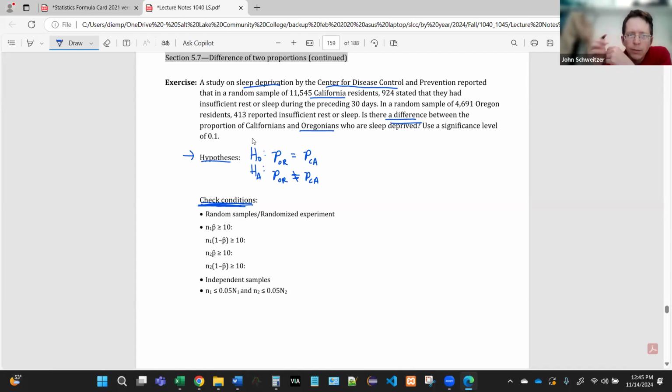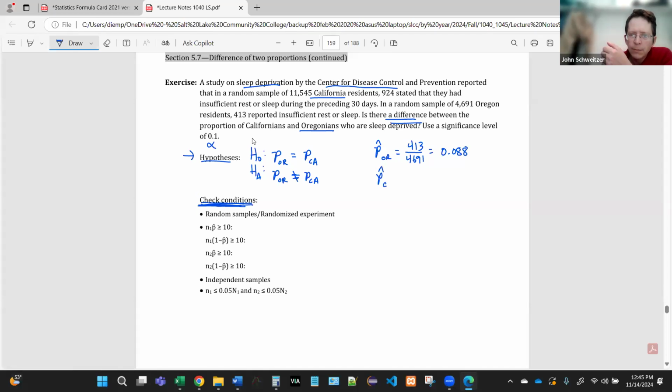So then we have a significance level, alpha, of 0.1. Okay, and then what are the sample statistics? In Oregon, there were 413 out of the 4,691 who were sleep deprived, so it's about 9%.